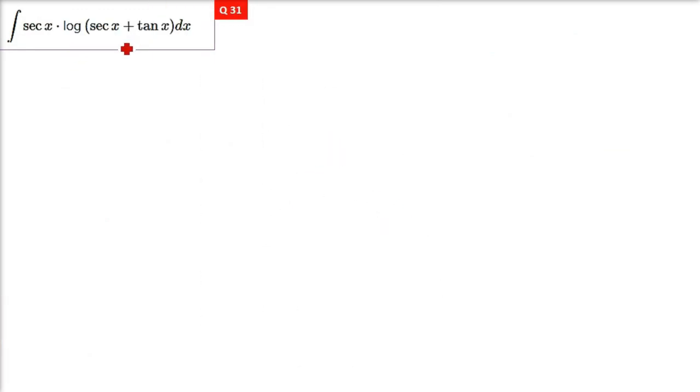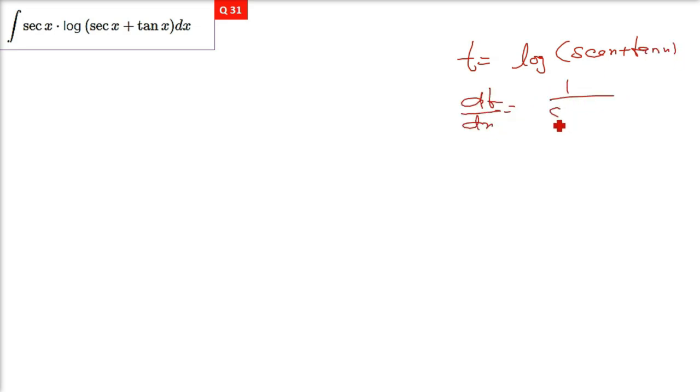In this question, there is just one thing: if you take log of sec x plus tan x, can we get this sec x dx? When we take this as t, you'll see yes, of course we can get it. So t will be equal to log of sec x plus tan x, dt by dx will be log of content, will be 1 by that content, sec x plus tan x. Now the differentiation of this sec x plus tan x: sec x will give sec x tan x, tan x will give sec square x.